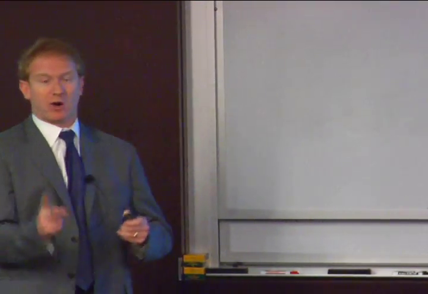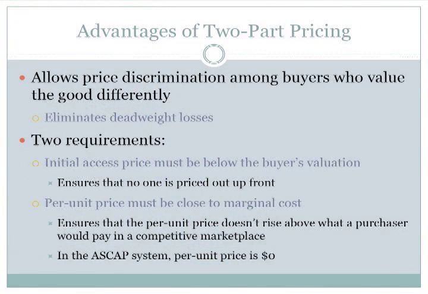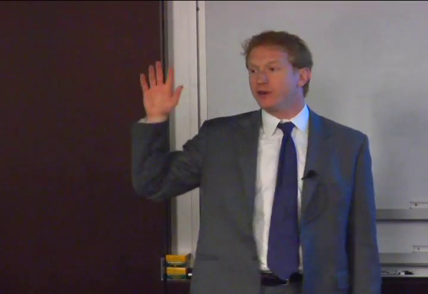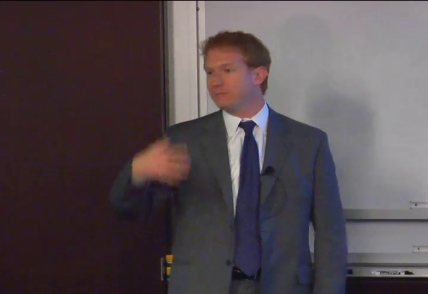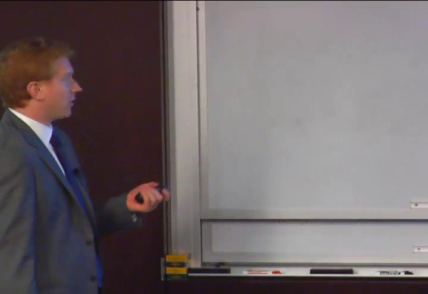There are 2 requirements, however, for this system to work. Again, the goal is to discriminate among users, but also to avoid these deadweight losses. So the first requirement is the initial access price has to be less than all the buyers are willing to pay to get in, right? So if the cost of accessing the pool of songs in the ASCAP system were too high, then you'd still be pricing some people out of the market. If the $100 that we want to charge for access to our pool is too much, there are still some radio stations that aren't going to buy in. That's not only deadweight loss, but it's also revenue that the companies are not able to capture. We want to try to avoid pricing people out up front.